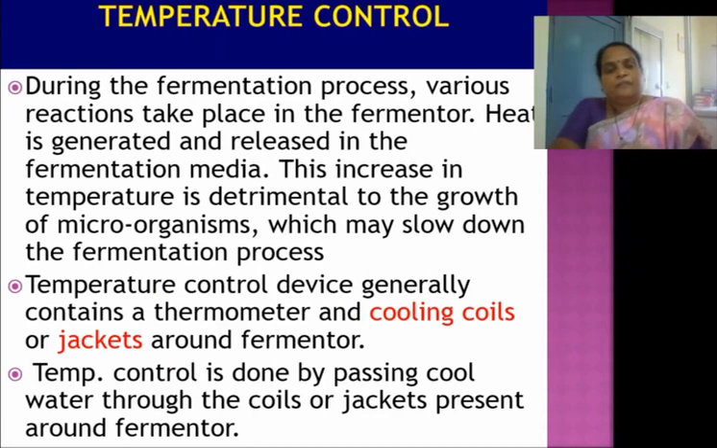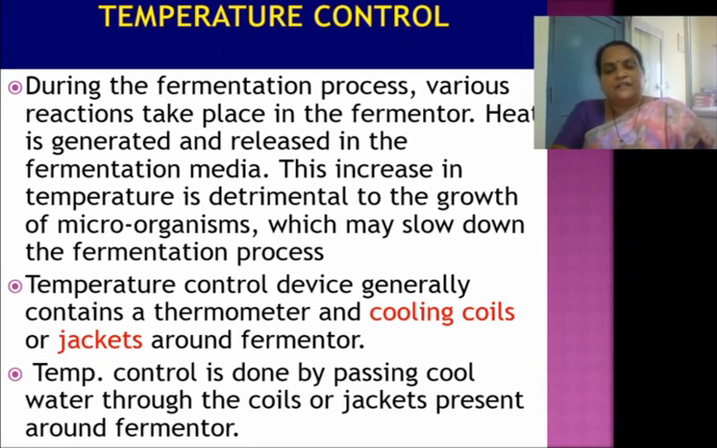Temperature control. During the fermentation process, various reactions take place in the fermenter. Heat is generated and released in the fermentation medium. This increase in temperature is detrimental to the growth of microorganisms. This may slow down the fermentation process. Therefore, the temperature should be controlled.